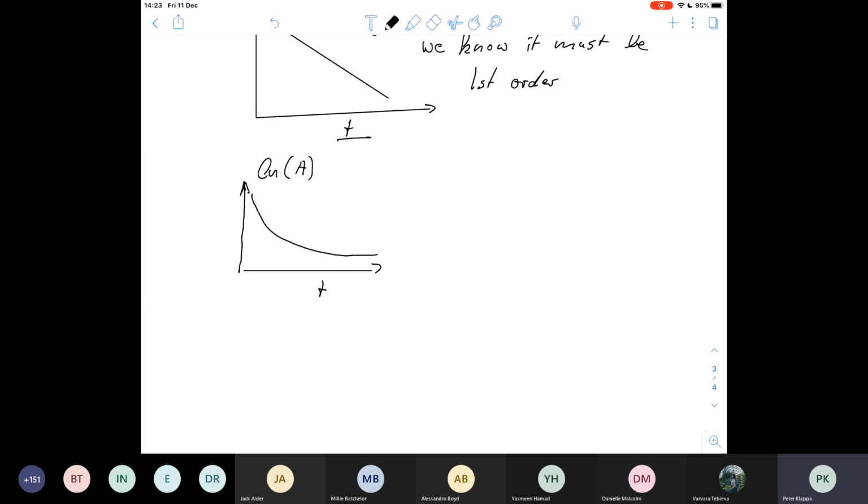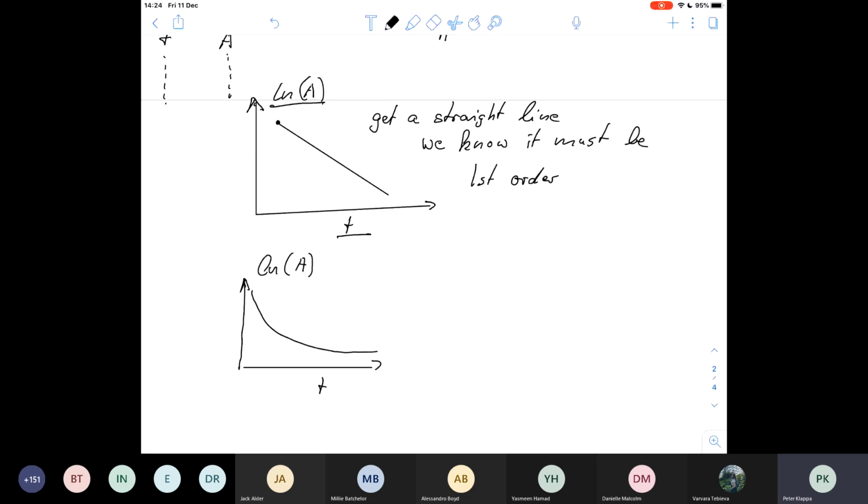If it was a first order, it would give us a straight line. Since this, with the best will in the world, is not a straight line, I can immediately say this cannot be a first order reaction. And the axes are clear. This one is ln A, and here we have time. So if I get a weird curve and not a straight line, and I have got the ln A and time axis, then I know if I see something like that here, it cannot be a first order. It's not possible.